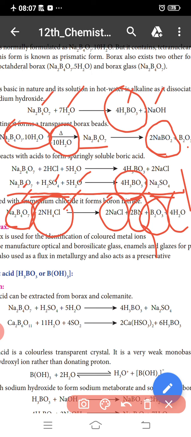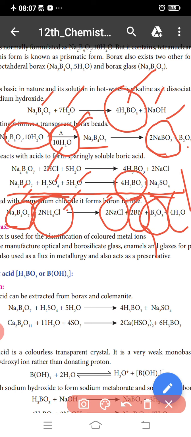The first property is hydrolysis. Borax is basic in nature and its solution in hot water is alkaline, dissociating into boric acid and sodium hydroxide. The next one, heating: on heating, borax forms the transparent borax bead.